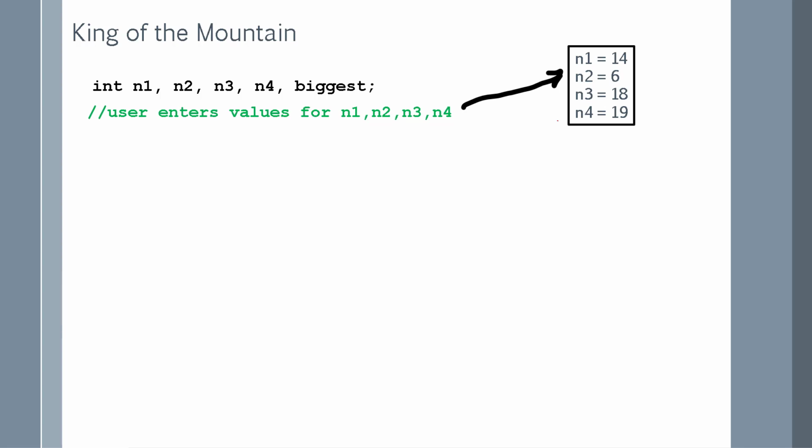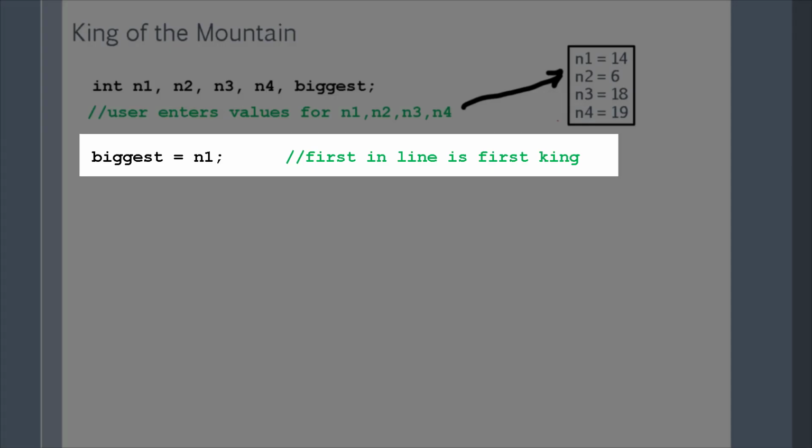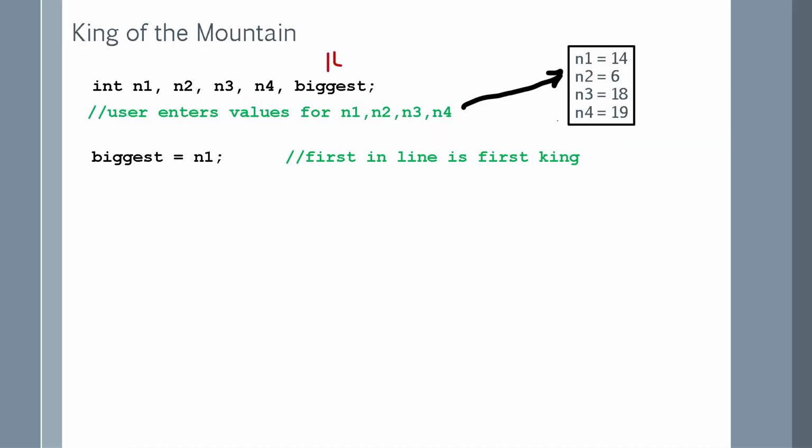Here's part 1 of the algorithm. The biggest variable equals N1 because N1 is the first variable in line. That means biggest now equals 14. You can think of biggest as the bench in my story. That is, it keeps track of the current king. And right now, the current king is 14.